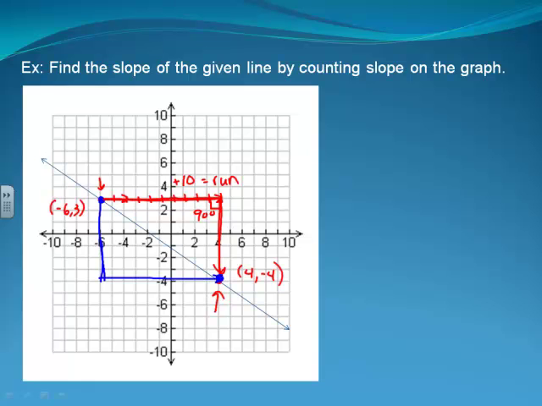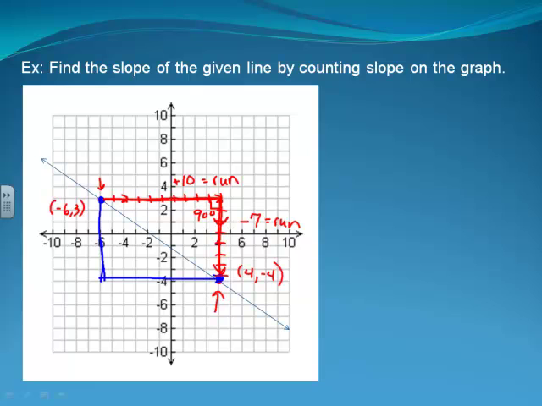From that point then, we're going to move down. So we're going to move, count as you go, 1, 2, 3, 4, 5, 6, 7. 7 units down. 7 down means a -7, because down is negative and up is positive, and that represents your rise.